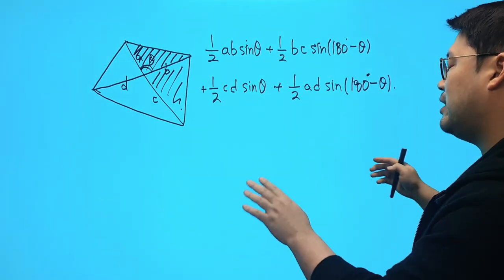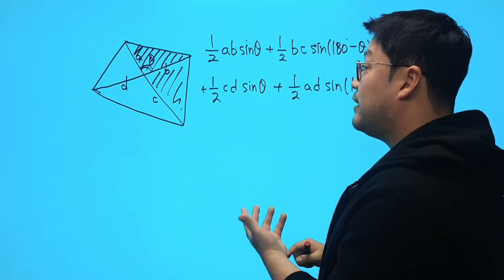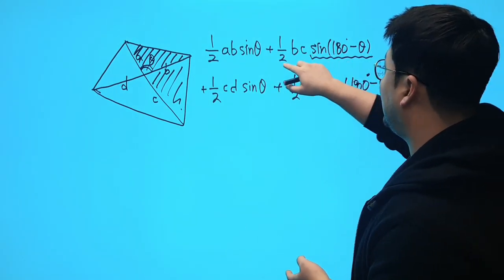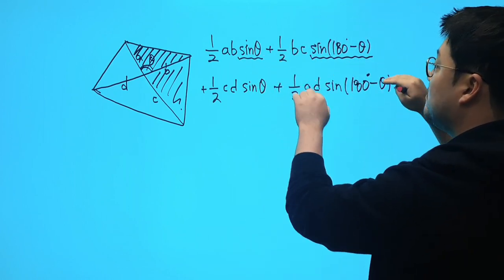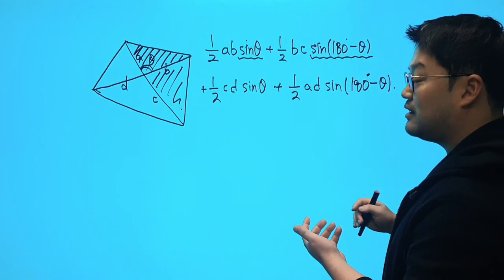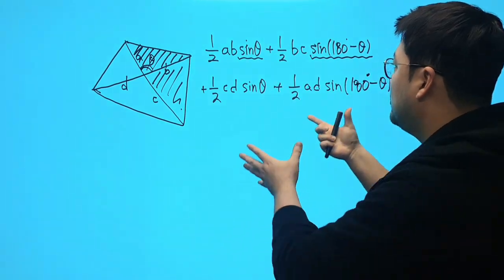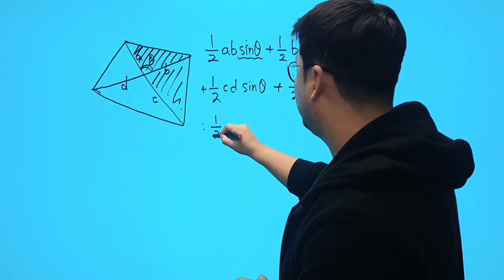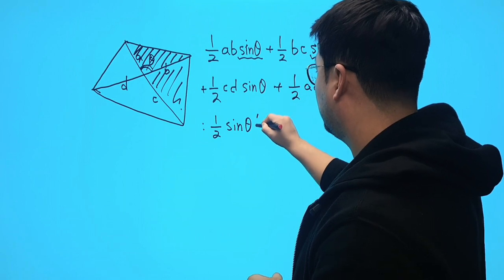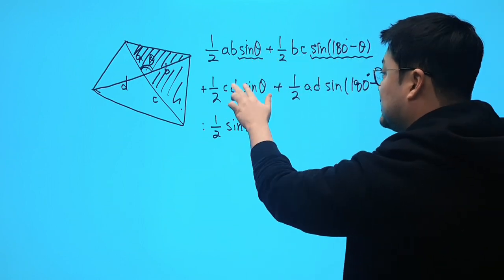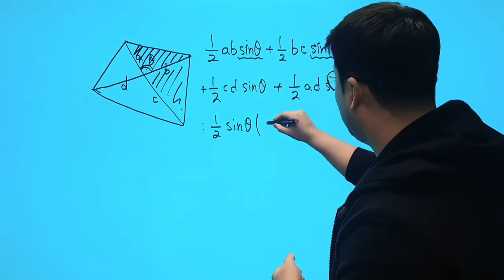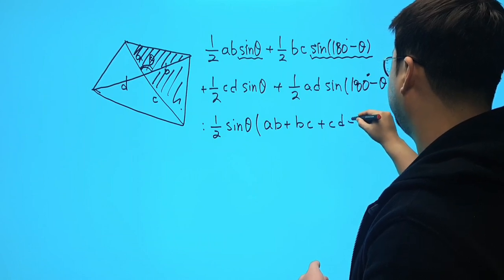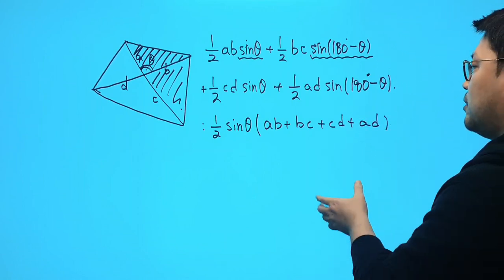Okay, so this is the area. We can call it capital K, but since we're just deducing the area of this figure, here's what we're going to do. We understand that sine 180 minus theta and sine theta are in fact equivalent values. So instead of writing sine 180 minus theta, we can write sine theta. So 1/2 and sine theta are the common terms. So we get 1/2 times sine theta, and we get everything about AB and BC and CD and AD. Let's write them down: AB plus BC, CD, and AD.